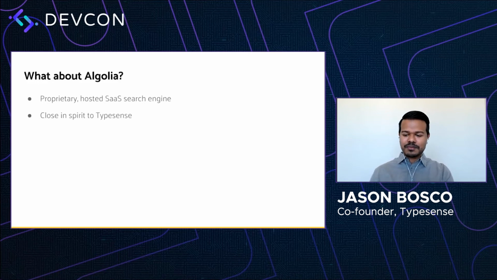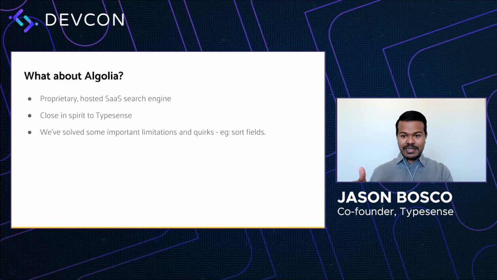their product as well. But like I said, they're proprietary and it's a hosted SaaS search engine. There's no open source. You can't self-host it if you want to. We've also solved some important limitations and quirks that Algolia has in their product, because their product is also, I think, maybe 8 years old at this point. If you want to create additional sort orders, for example, in an e-commerce site, sort by price ascending and sort by price descending, in Algolia you have to duplicate your entire index for as many sort orders as you have, which increases your memory consumption and your price. In Typesense, it's just a single index to sort on multiple fields.